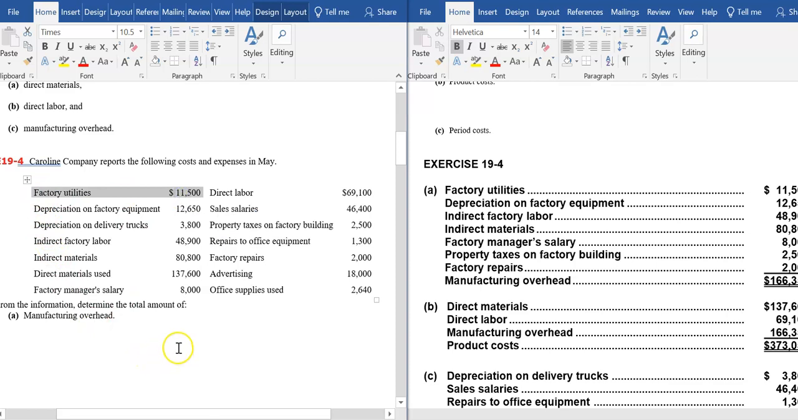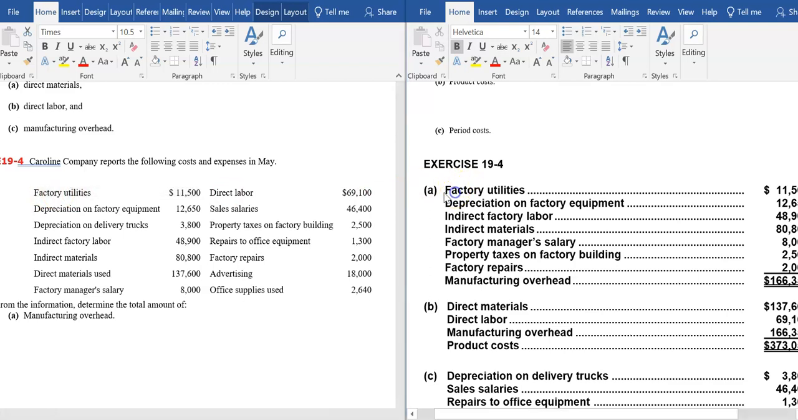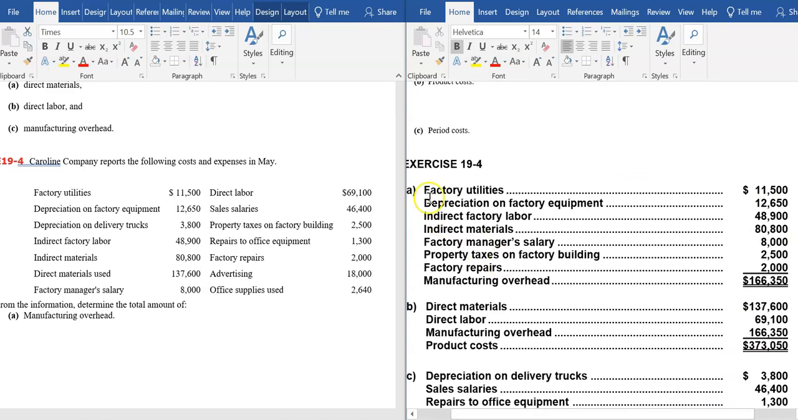Looking at the first cost, factory utilities of $11,500. Utilities are an indirect cost of making the inventory. It has to do with the factory. It will be a product cost. Let's see if I can get this all into one screen. There we go, this is better. So the factory utilities are an overhead cost.